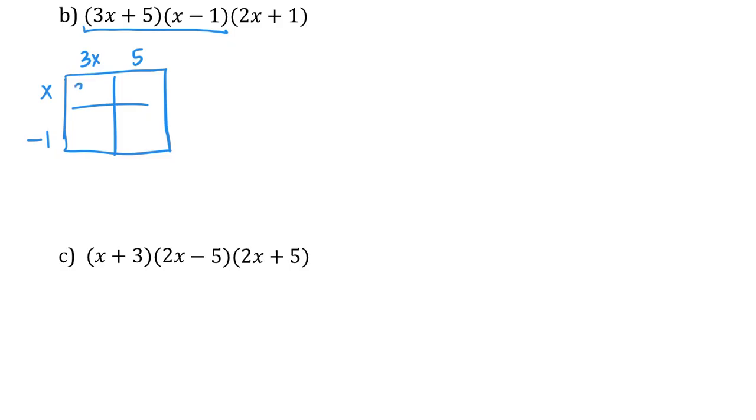So what do I get? I get 3x squared, 5x minus 3x minus 5. So let me put the result over here. So I have 3x squared, 5x minus 3x is 2x, minus 5. Okay, but then don't forget I still need to times it by the 2x plus 1.